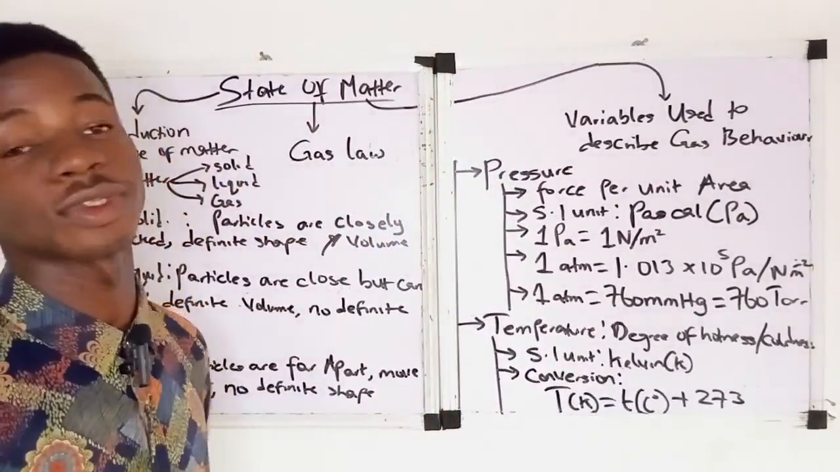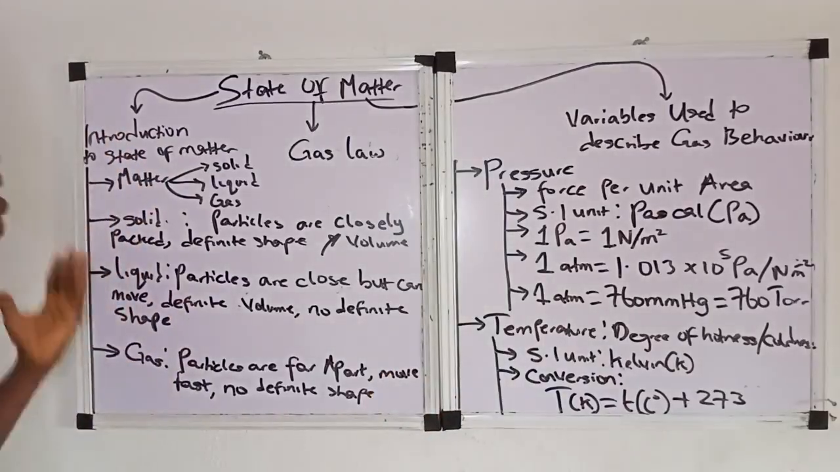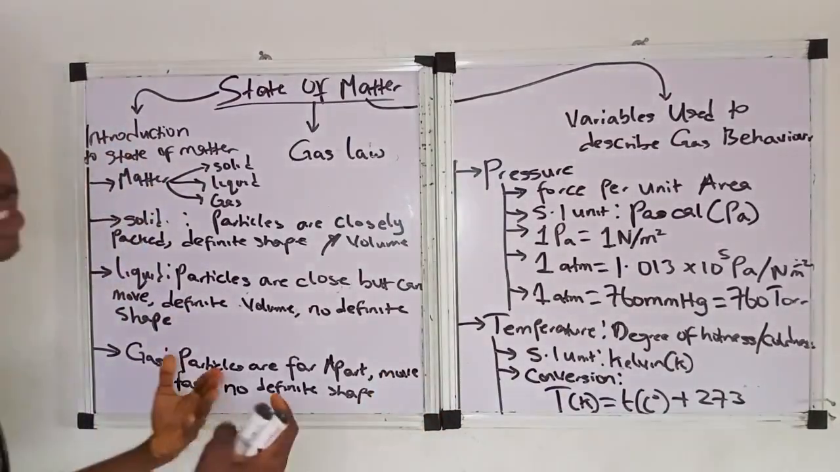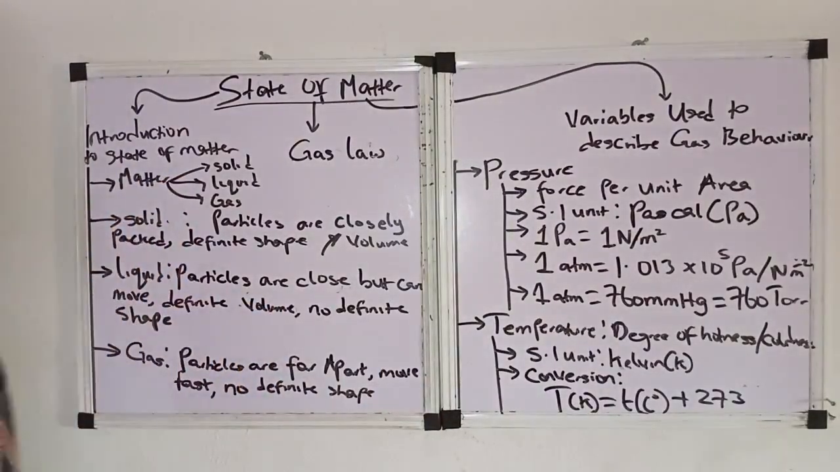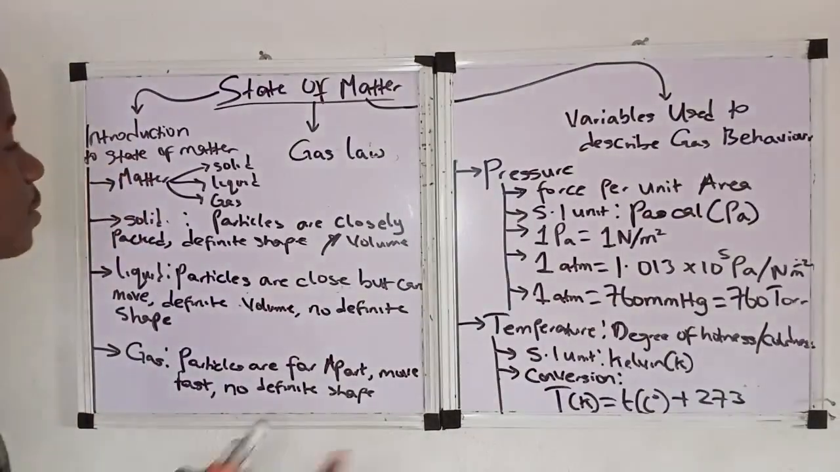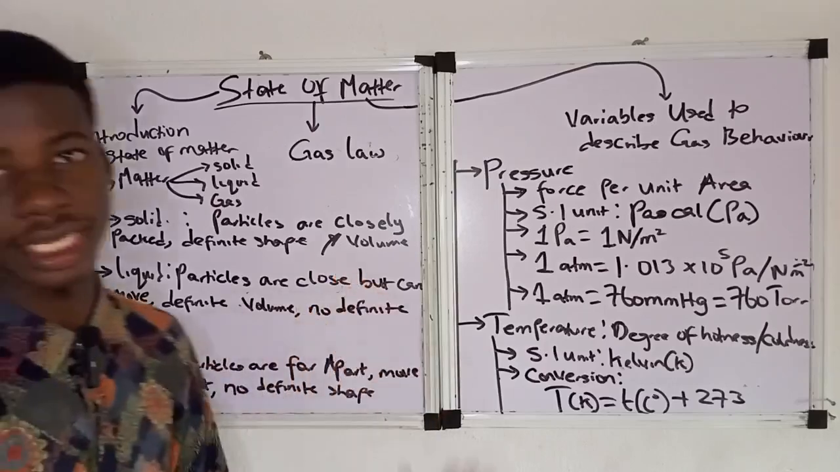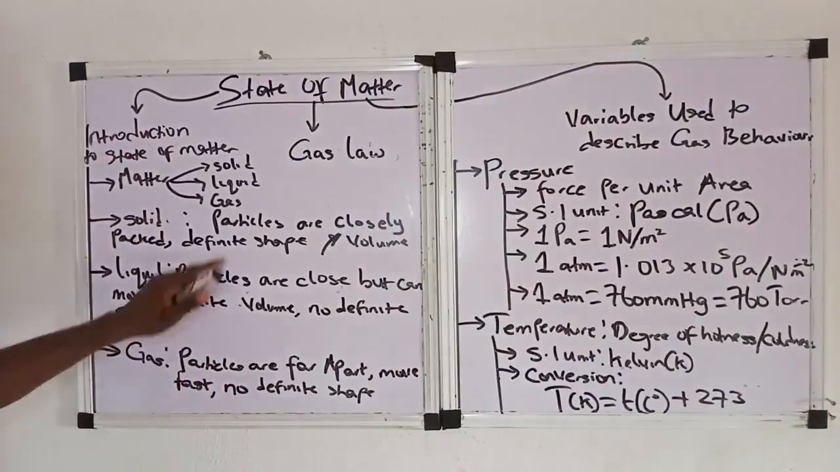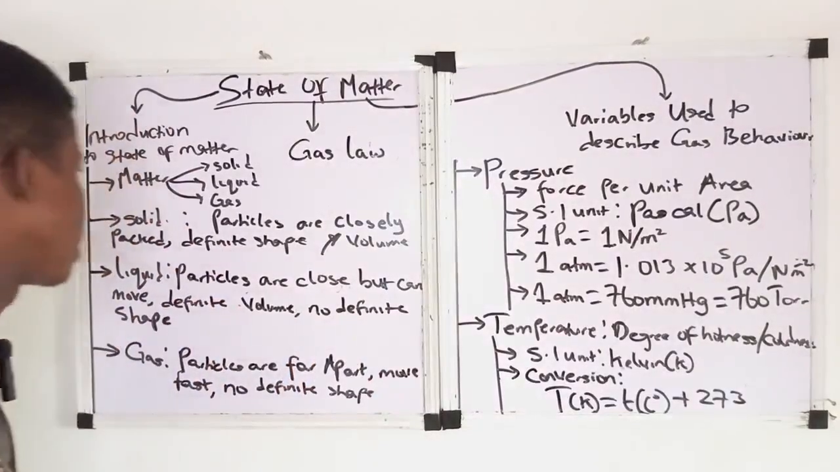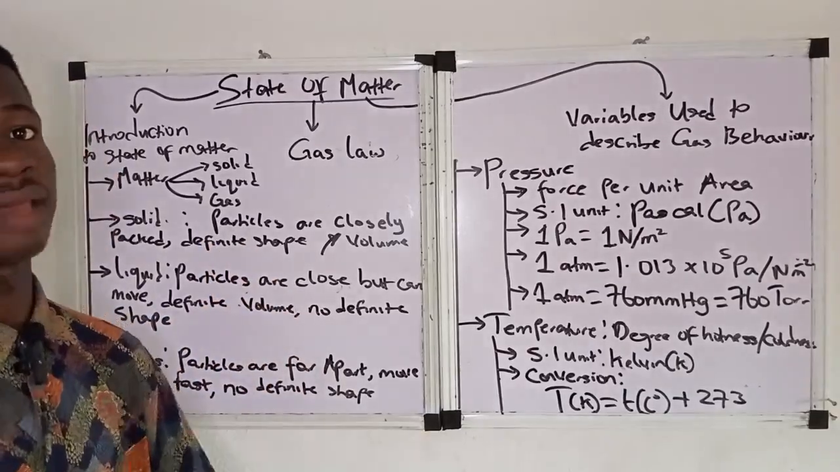I know you guys know the definition of matter. Matter is anything that has mass and occupies space, right? Now there are three states of matter: solid, liquid, and gas. Now what are the properties of solid? The particles in a solid are closely packed together. Solids have definite shape as well as definite volume.